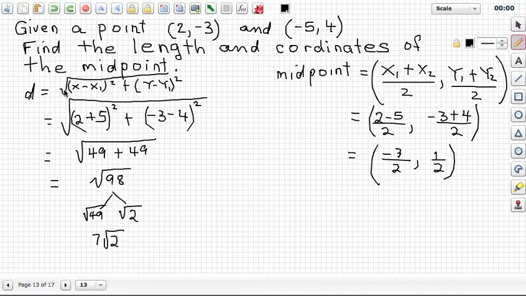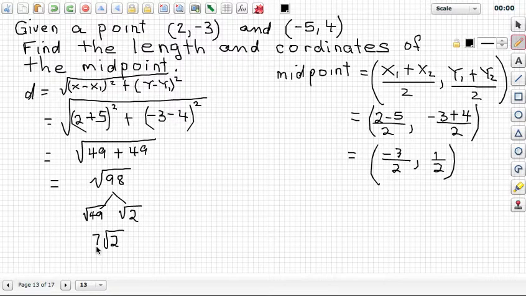Let's look at the distance formula and the midpoint formula. Given the points 2, 3 and negative 5, 4, find the length and the coordinates of the midpoint. So the length is the distance between the 2 points. The formula is the square root of x minus x1, which is 2 minus negative 5, squared, plus y minus y1, which is 3 minus 4, squared. You square them, add them, and square root. Do not forget to simplify the radicals. So your final answer here would be 7 root 2.